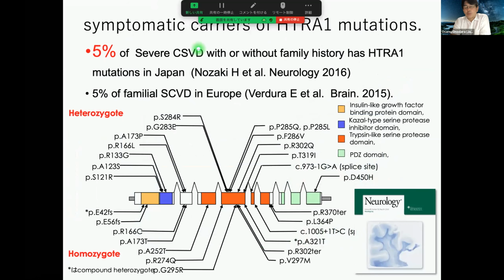During the search for patients with mutations of HTRA1, we serendipitously found that about 5% of Japanese severe CSVD cases, with or without family history, have HTRA1 lesions. At the same time, in European people, about 5% of families with small vessel diseases have a mutation in HTRA1. This pointed out that maybe some mutations cause cerebral small vessel disease even in the heterozygote.